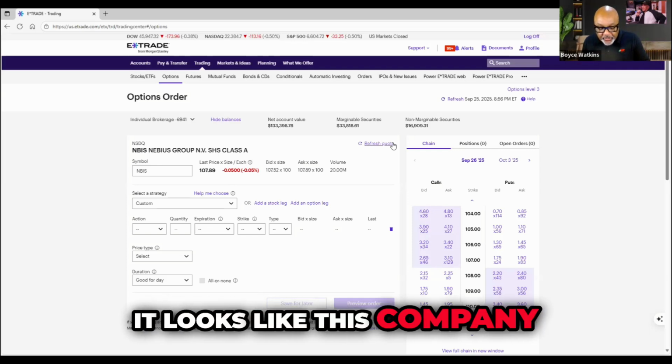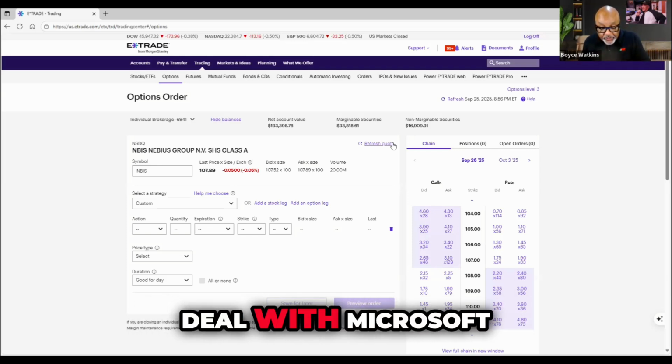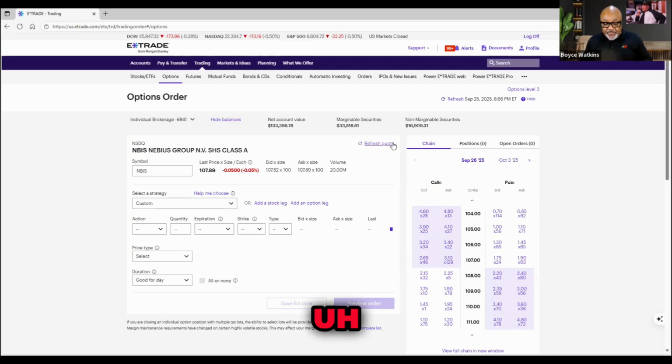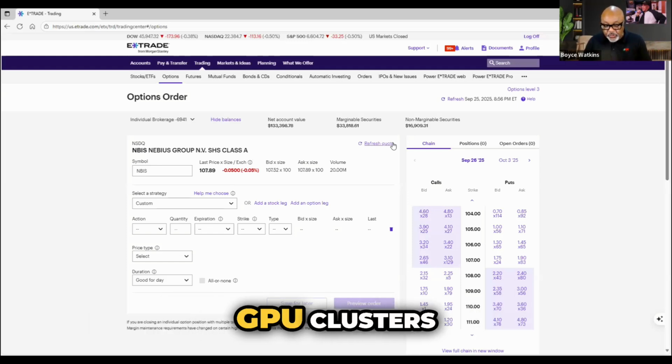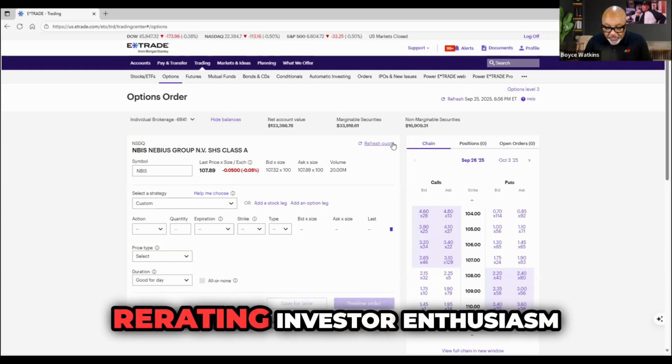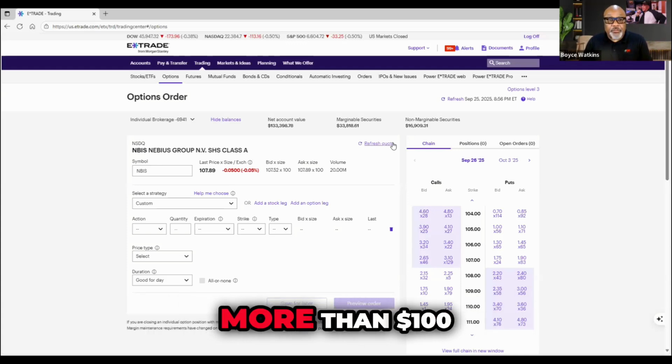It looks like this company, what do they do? Are they in data centers? Because I know they just made a big deal with Microsoft. 17 billion over 5 years. Okay. They have a lot of AI infrastructure tailwinds right now. A big demand for GPU clusters, AI compute, data centers. Okay, re-rating, investor enthusiasm. The stock has gone up from $14 to more than $100.